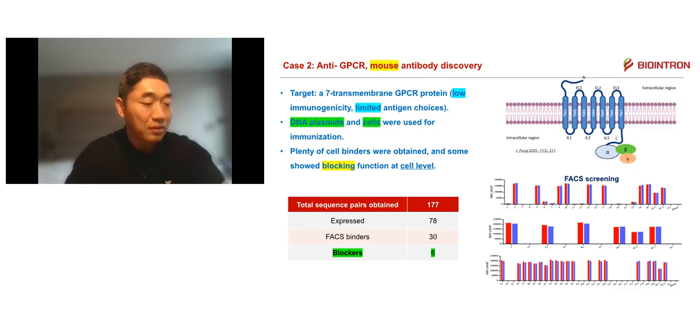And also, as you can see, there's no benchmark for this target, because I would say people tried a lot with hybridoma but failed, with mouse. So in this case, there's no benchmark as positive control for us. But finally, we got a lot of FACS binders and blockers.